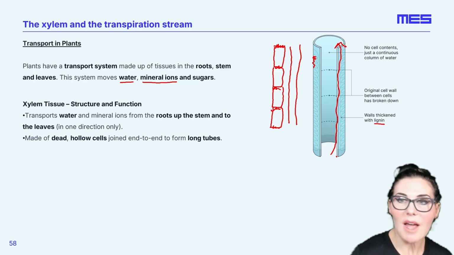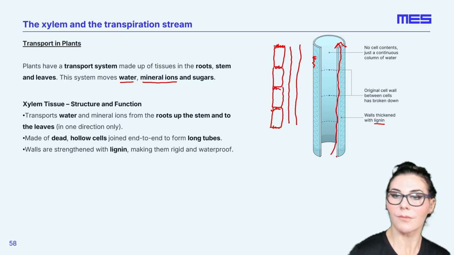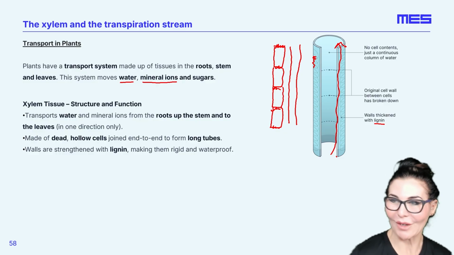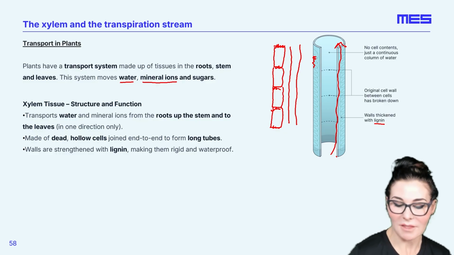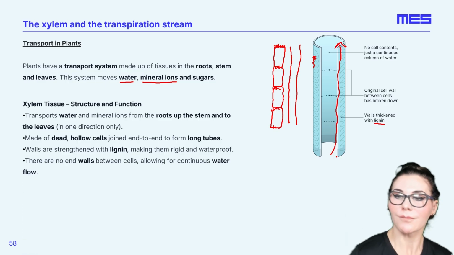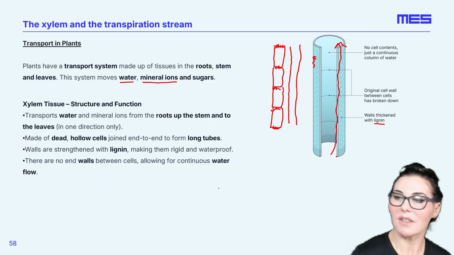If you were to describe, therefore, the xylem's structure, you would describe it as being dead and hollow, and it's joined end to end. The cells are joined end to end to form these long tubes. Lignin is a really important chemical to remember that gives the xylem its rigidity and its waterproofness, if that's what we're going to call it. So it's a very rigid, that means strong, difficult to break down, difficult to bend structure. And the end walls, remember, disappear during the xylem's development.